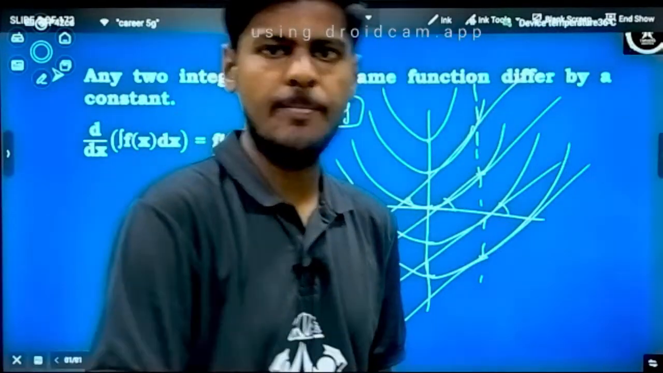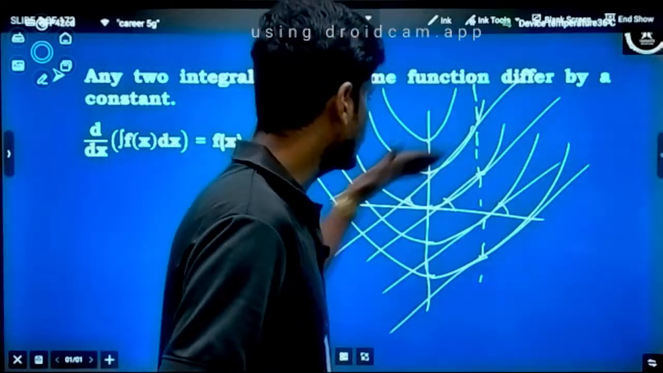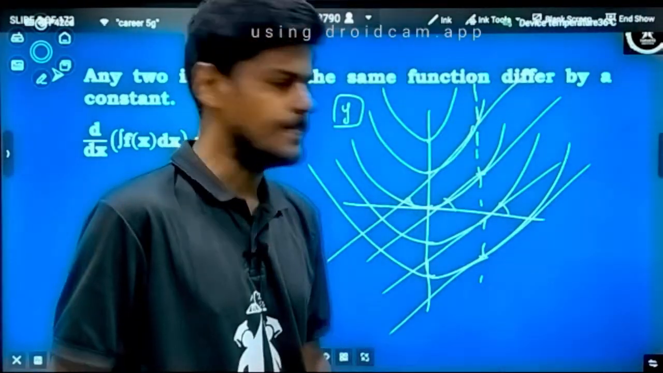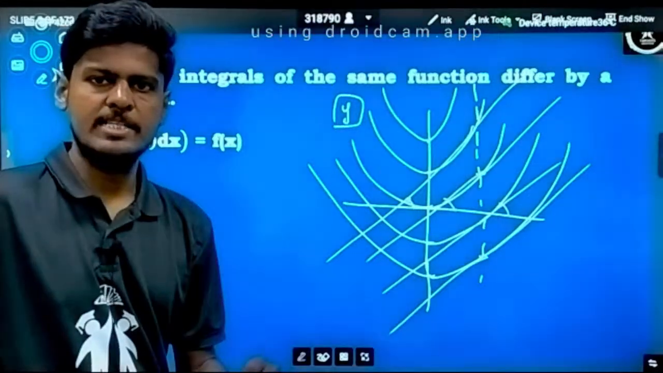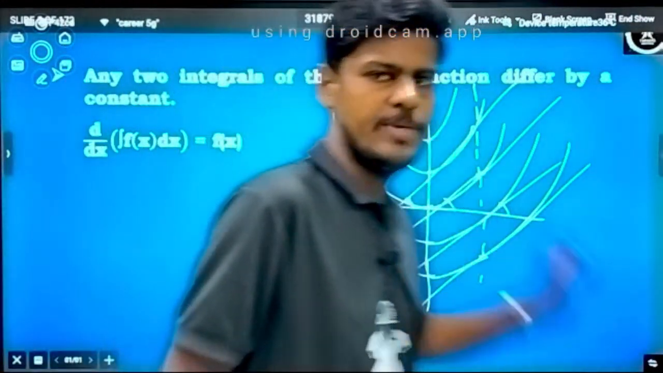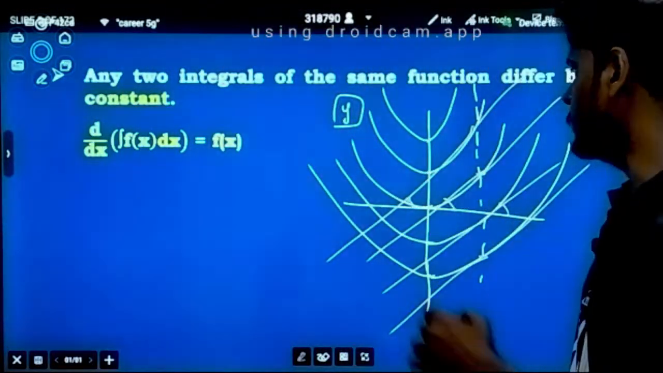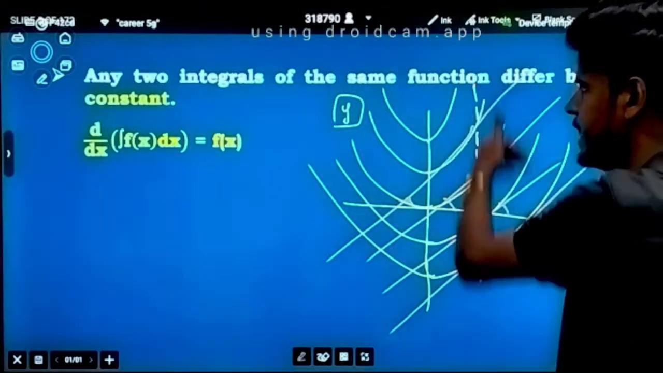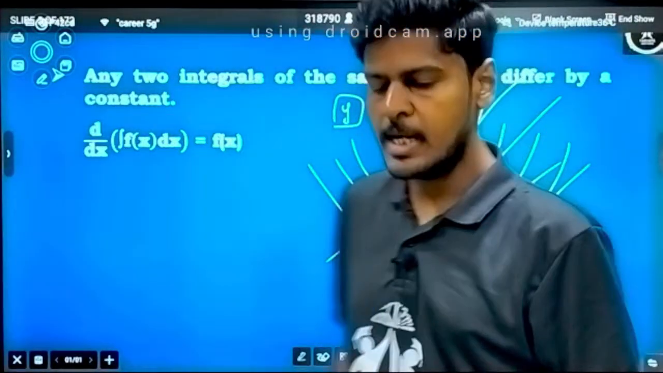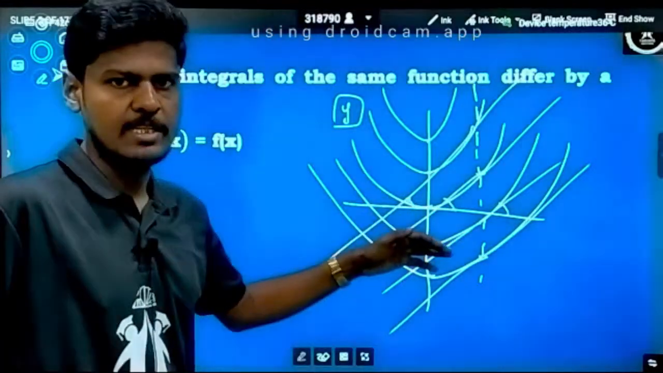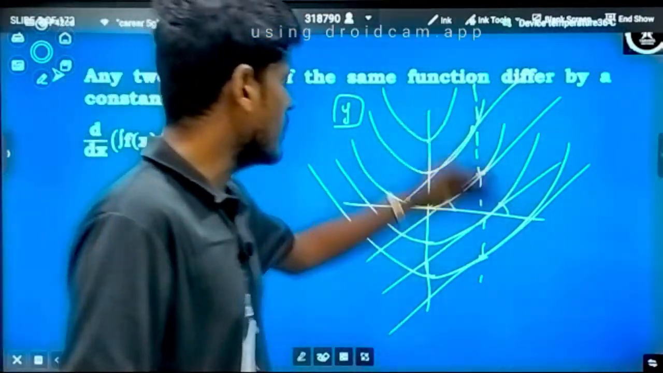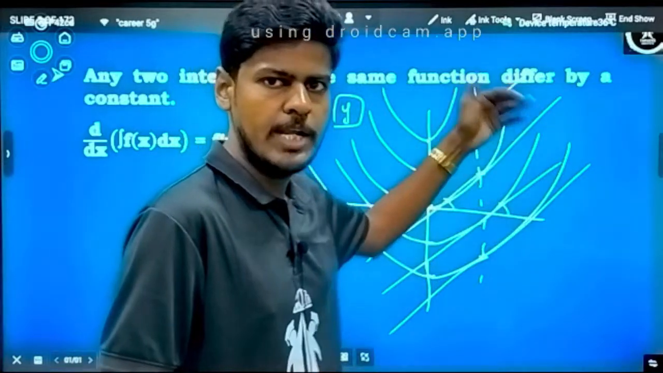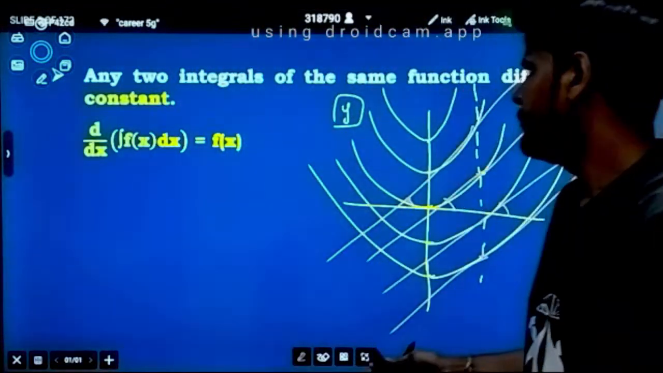What is the derivative? Slope of tangent. The slope of the tangent at a particular point for all these curves will be the same. So this is the geometrical understanding of what the derivative means and what the antiderivative is. Here for the antiderivative, if the slopes are the same, we can generate many curves. That is why it is called indefinite integration. That means we can find indefinite curves, and these curves will differ only by a constant.